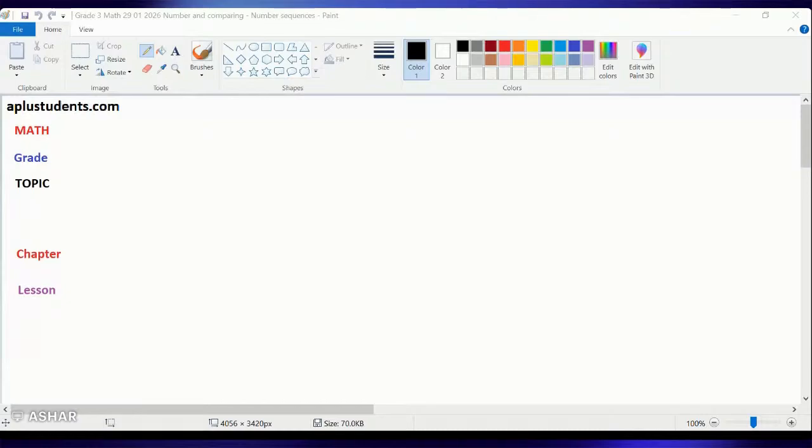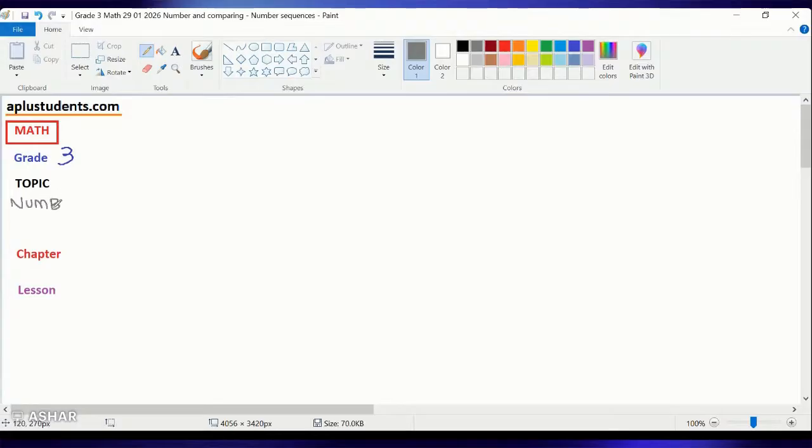Class, the first thing you need to do is go to aplusstudents.com. You need to go to the website aplusstudents.com. Then you need to select math as your subject. This is a grade 3 lesson, grade 3, and the name of the topic is numbers and comparing.